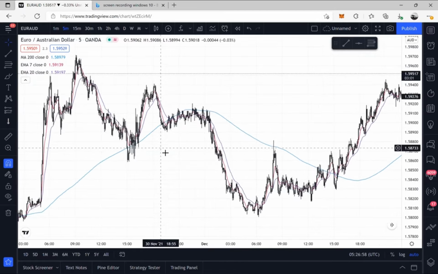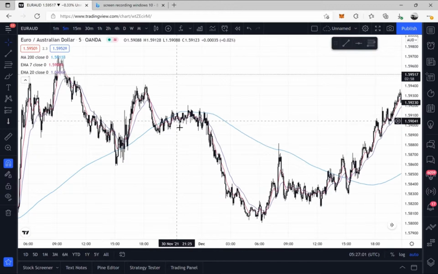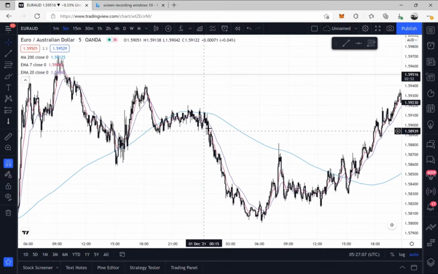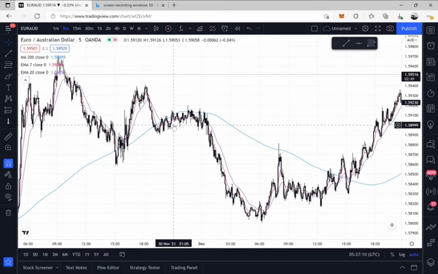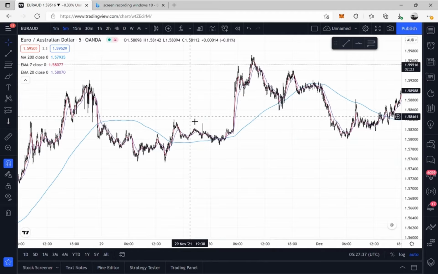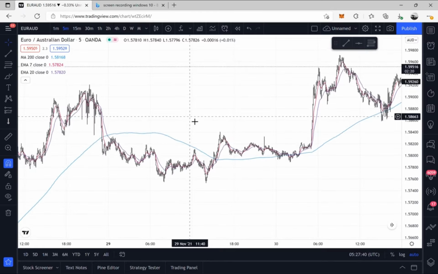Another example would be here. You would enter or be patient until you know for sure it's going down. But if you're impatient, you could have entered a sell here, put your stop loss over here. As you can see, the market got really close, so you might have gotten stopped out. It would have been more wise to wait for the market to be trending down, but sometimes I'm impatient too.